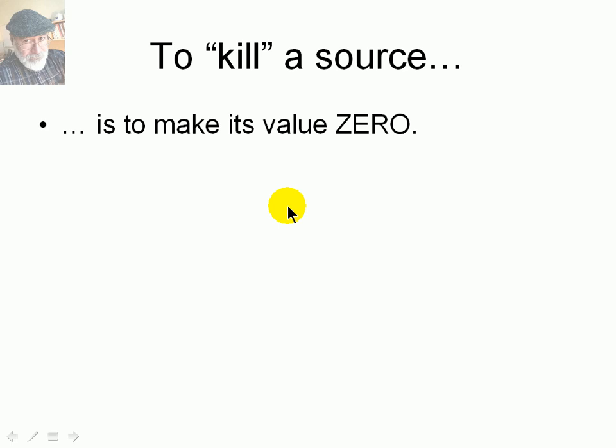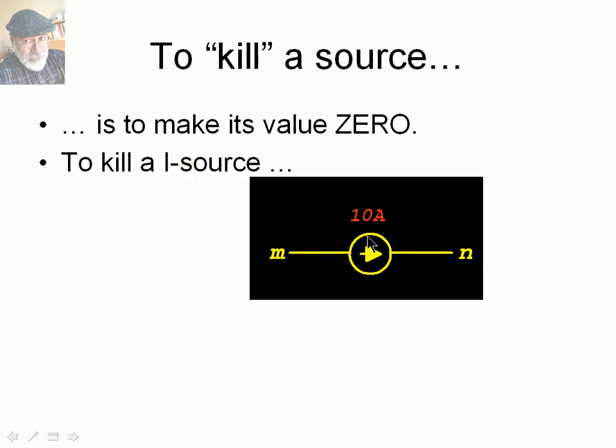And how do we kill a current source? Well, let's take that one, 10 amps. We just make that a 0 amp current source. But a 0 amp current source is guaranteeing that no matter what, the current through that branch is going to be 0. Isn't there a cheaper way of assuring the same result?